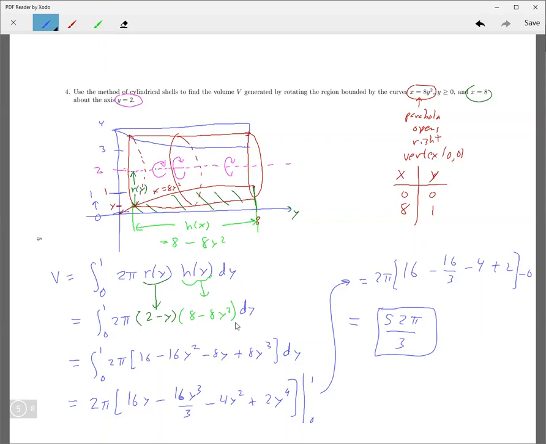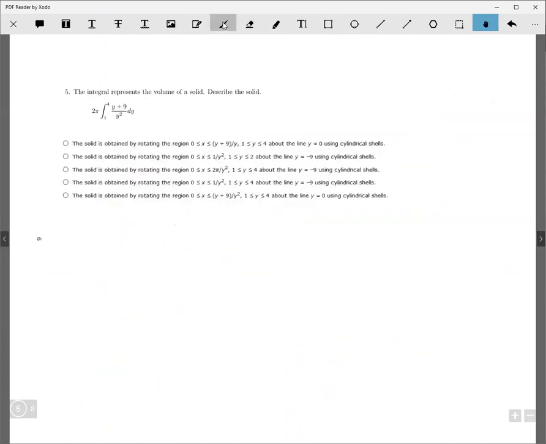Okay, so let's look at number 5, the final question. And we don't have much time left. In fact, we're starting to get negative time at this point.